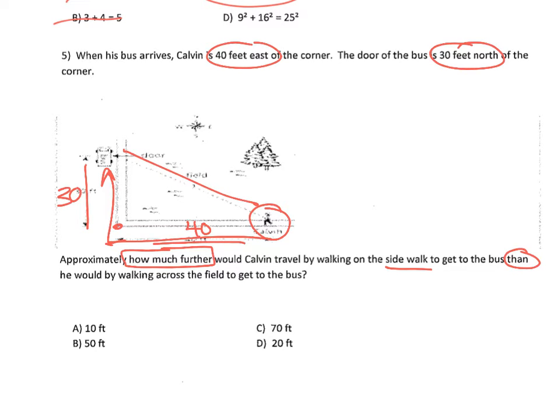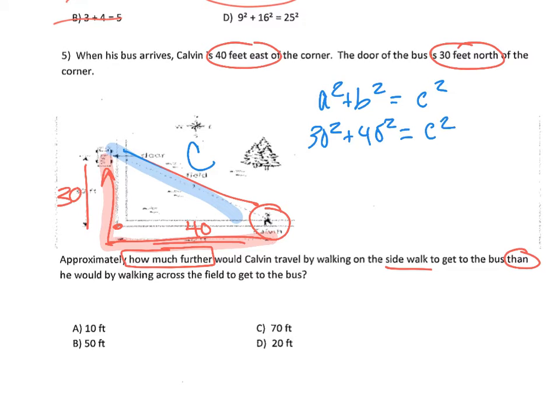Okay, so his paths are to take the sidewalk, so he would go 40, and then he would go 30, or he can cut across this field here. So first let's see what the field length would be. So it's still the Pythagorean theorem. Anytime you've got a right triangle, you know you're going to be using the Pythagorean theorem. So A, we can do 30 squared plus 40 squared equals c squared. So 30 squared plus 40 squared is 2,500. So then we want to take the square root of that, and we get 50.